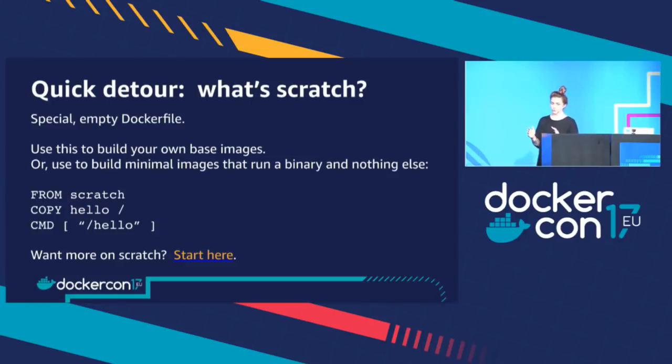Quick detour. So what is scratch? So it is a very special empty Docker file. I can use it to build my own base image, or I can use it to run a minimal image like we did in the last example that runs a binary and nothing else. So it might look like this. So from scratch, I'm copying over hello, and then I'm running it.